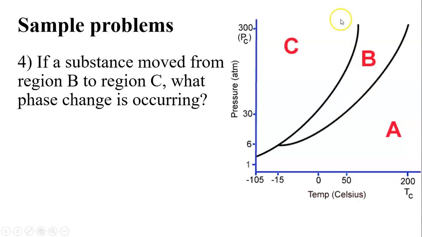If a substance moved from region B to region C, so I'm moving from a liquid to a gas, what phase change happens when you move from a liquid to a gas? It is not freezing. Oh, that liquid to solid, my fault. Liquid to solid. As it moves from B to C, liquid to solid, it is freezing. B to A would be liquid to gas.